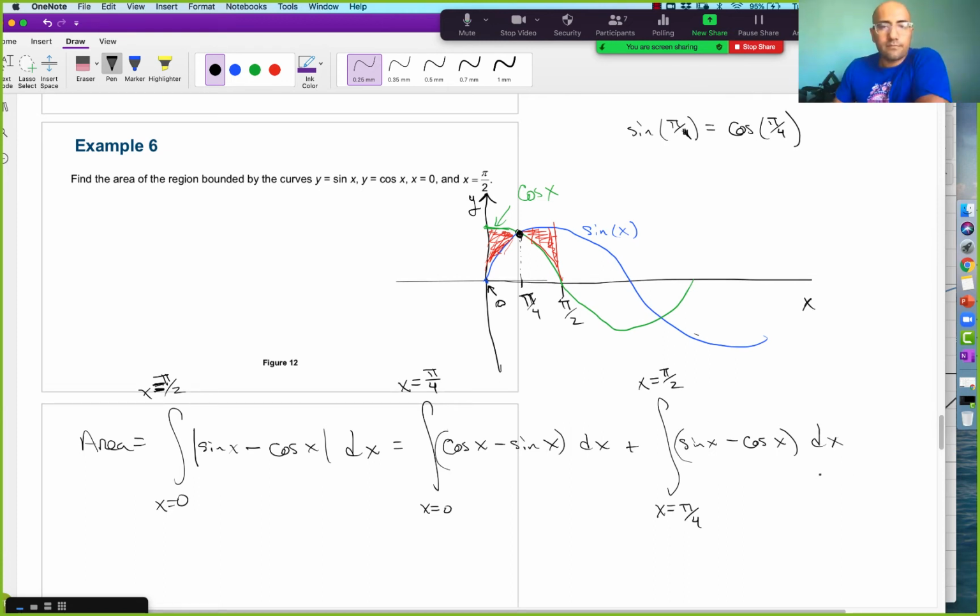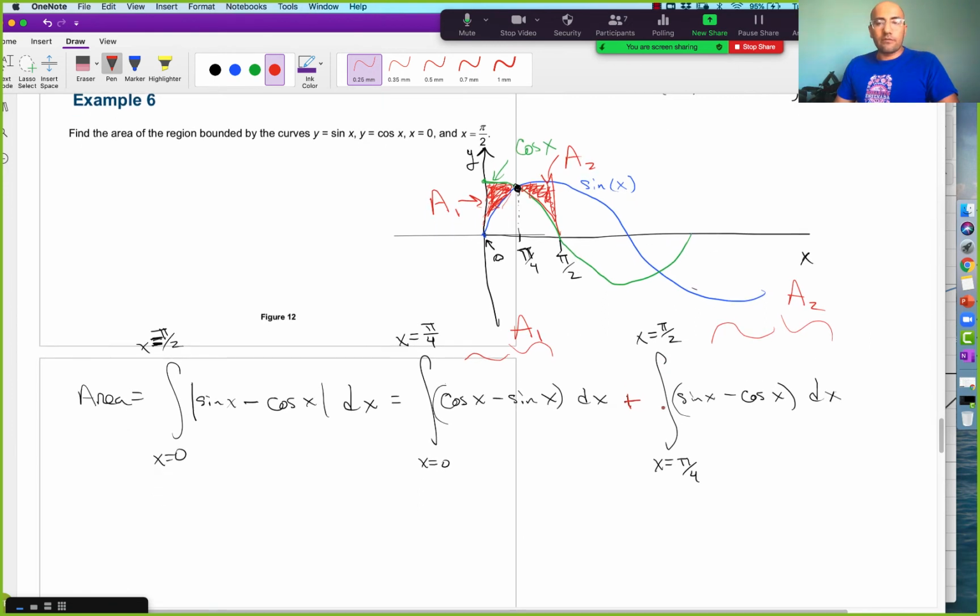Any questions? No? So we broke it up into two areas. A sub 1 is this area here, whereas A sub 2 is this area here. This whole integral is going to give me the result of A sub 1, whereas this whole integral is going to give me A sub 2. I add them together, and it will give me the area bounded by the two curves.